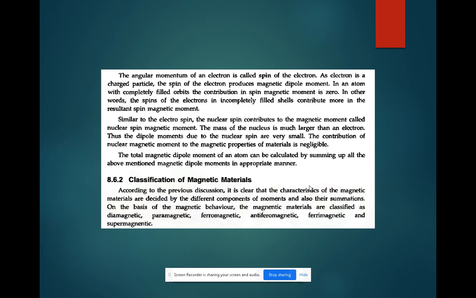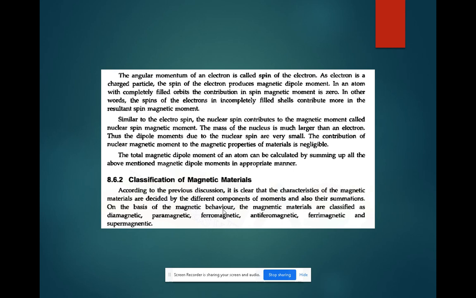So the total magnetic dipole moment of an atom can be calculated by adding all the magnetic dipole moments which we mentioned now, in an appropriate manner. That is, we add all the magnetic dipole moments associated with the electron as well as the nuclear magnetic moment. That will give the total magnetic dipole moment of your atom.